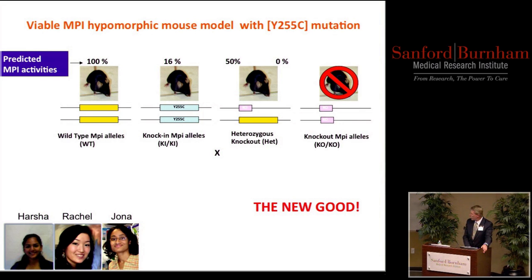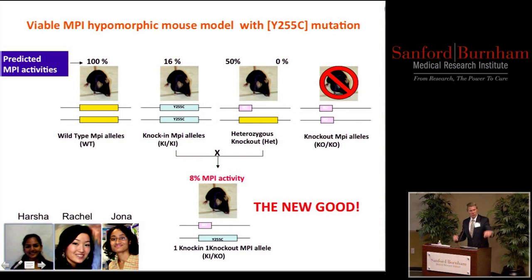If we had 2 of those mutations, we ought to have 16% activity, and if we cross that with the knockout model, then we would have 8%. So this was good because it was in the range that we would expect to have for patients. About 5 to 15% activity is typically what you see.